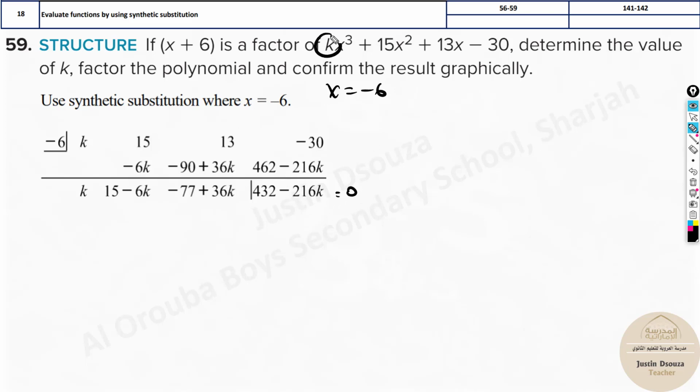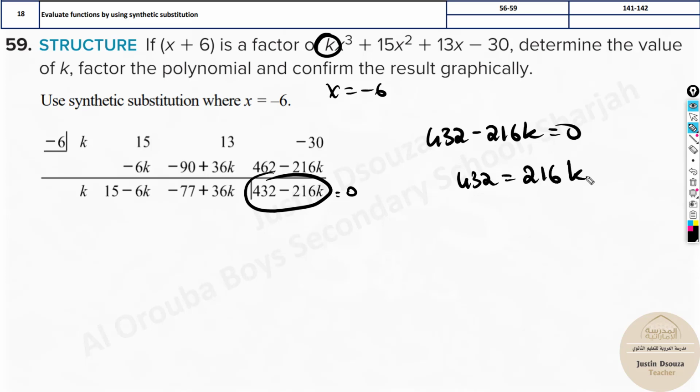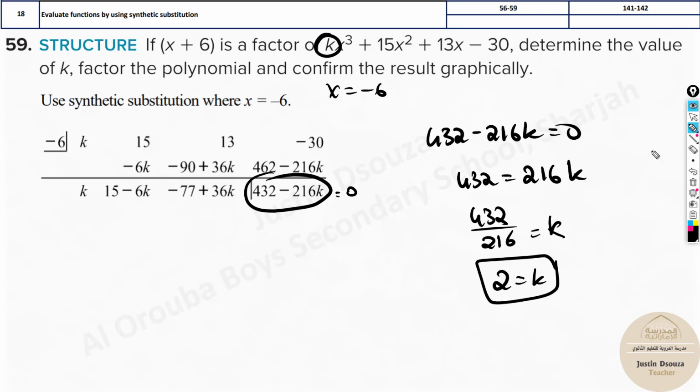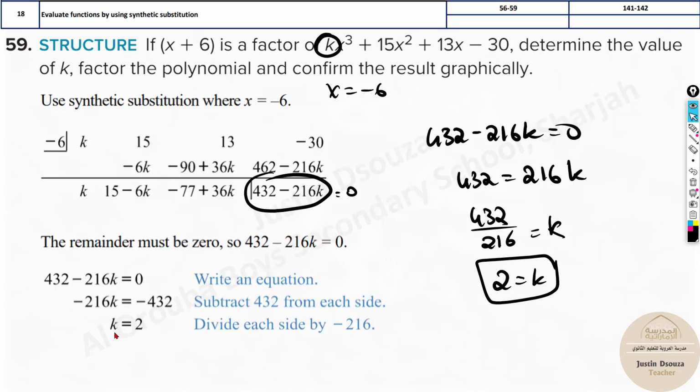But we don't know this first part. So now we got the remainder to be 432 minus 216k. That means equate that equal to 0 and now solve. Take this 216 to the other side. It will be 432 equals positive 216k. k will be equal to 432 by 216. And the answer is 2 equals k. This is the answer for k, okay? Because the remainder must be 0, and solve it, you got it.